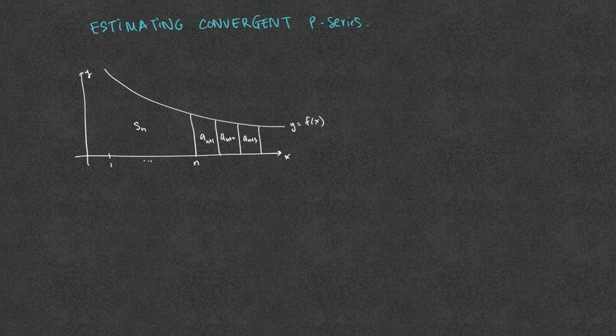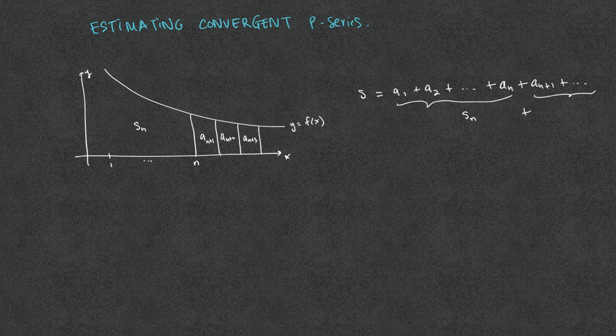Estimating convergence p-series. The sum of the series S is a sub 1 plus a sub 2 plus a sub 3 plus dot dot dot plus a sub n plus a sub n plus 1 plus dot dot dot. There are infinitely many terms. This sum is the sum of the partial sum S sub n, which is the sum of the first n terms, and the remaining terms.